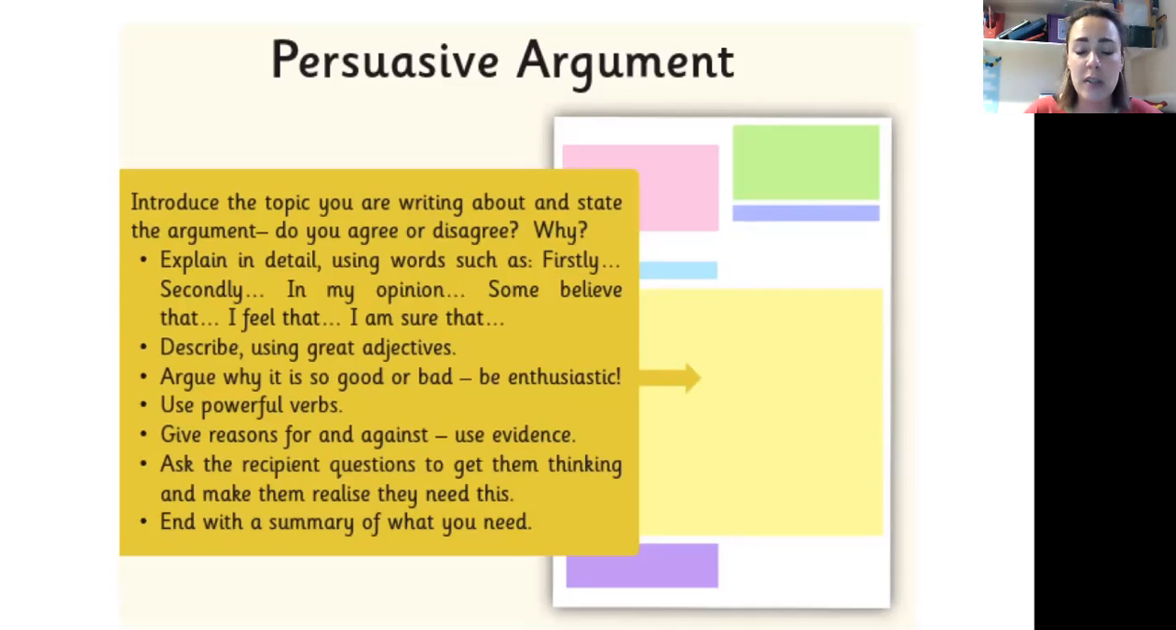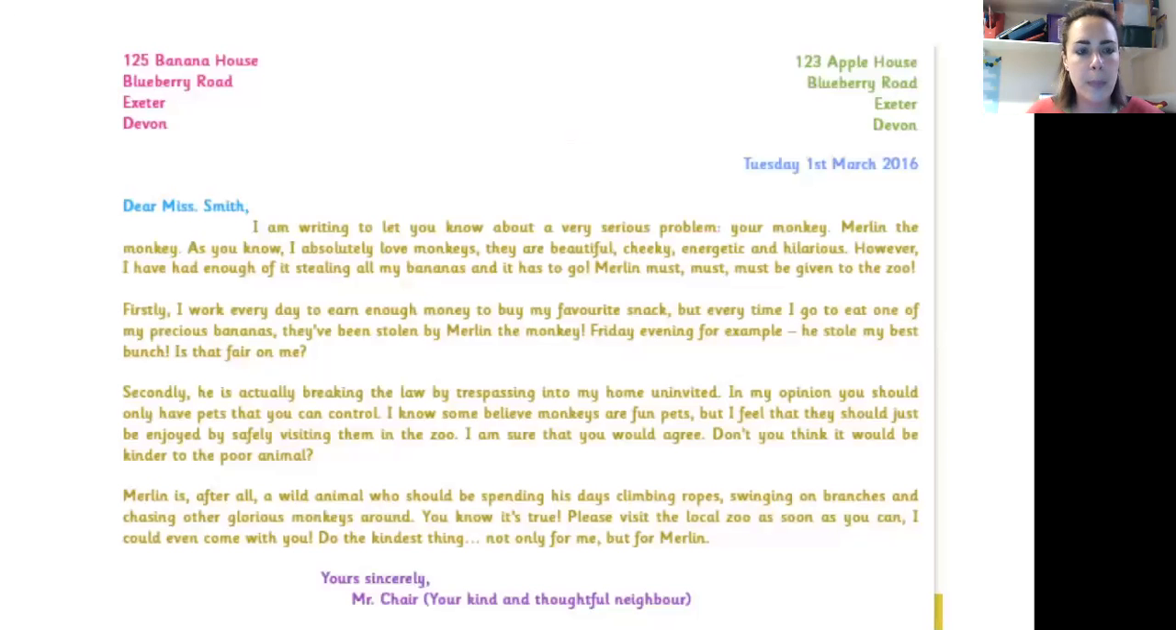You can do that by using some powerful verbs. Remember, a verb is an action word, so you need to use some powerful verbs, and we'll unpick that when we look at a good example in a moment. You can ask the recipient questions to get them thinking and make them realise what they need. And then you end with a summary of what you need. We've written summaries in class before. That's when you draw all the information together and you sum it up in a sentence or two, just to give everyone an overview of what your argument is.